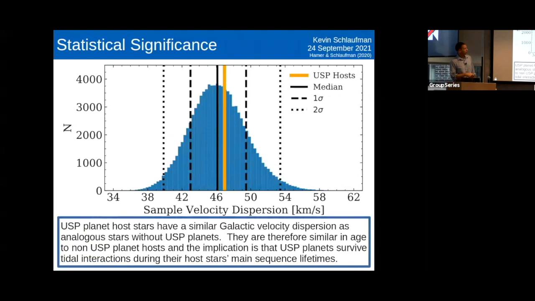And what we found is that they have a velocity dispersion that's indistinguishable from the field. That is, there's no reason to believe that ultra short period planets are a transient population. That is, they are not experiencing the same fate as hot Jupiters. That is, a constant Q model is not a good explanation for tidal dissipation in the exoplanet regime.